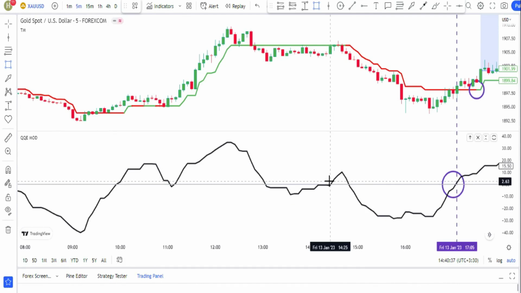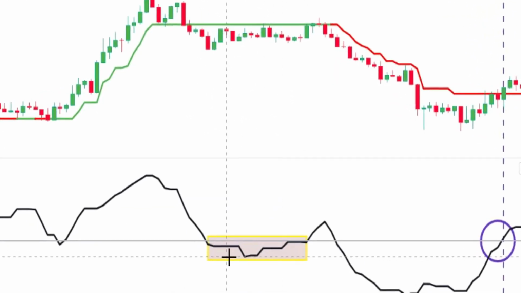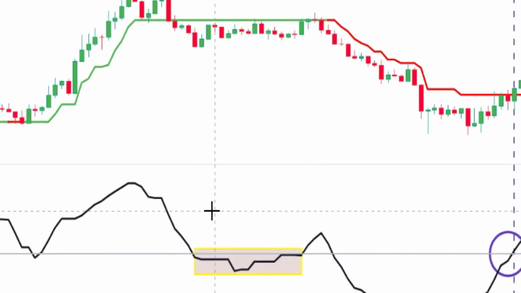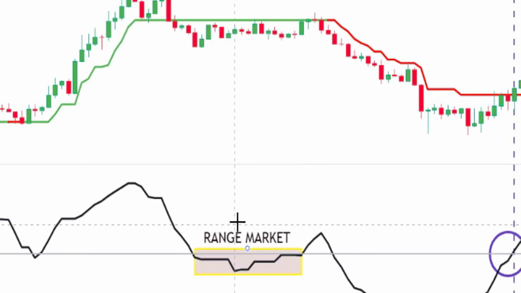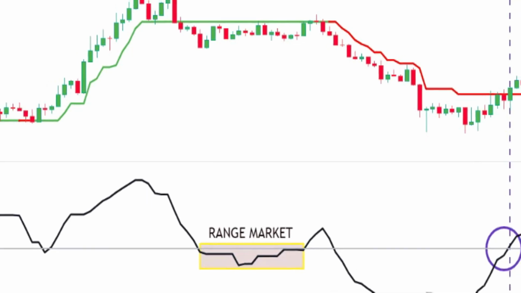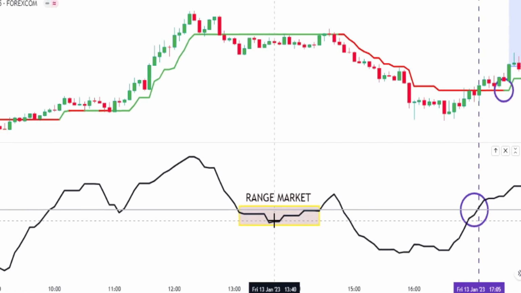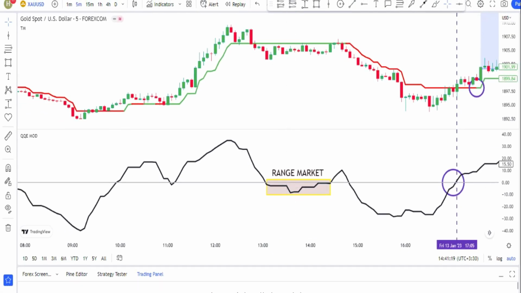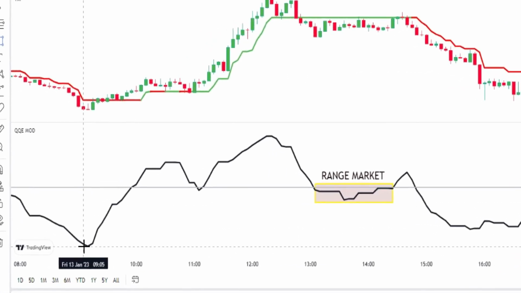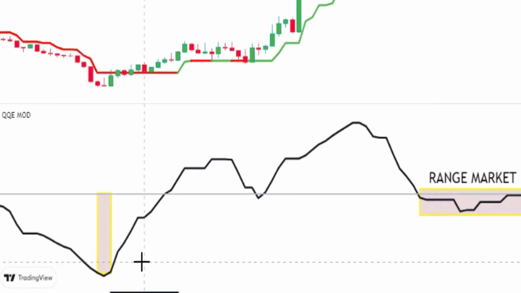A great thing about the QQE Mod indicator is that when the QQE line moves horizontally near the 0 line, it indicates a sideways market. Therefore, when the QQE line moves near the 0 line, the signals issued by the QQE line are not valid. The signals are valid when the QQE line had a proper distance with the 0 line before crossing.